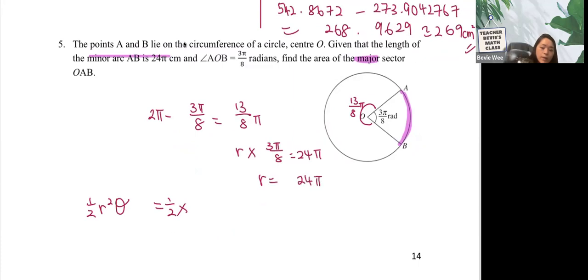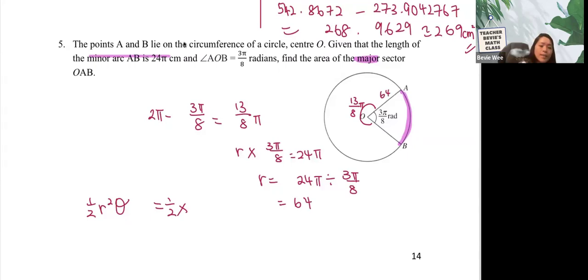24 pi divided by 3 pi over 8. How much is that? What is your value of radius? Yep, that's right. Very good job, Denzel. So your radius is 64 cm.